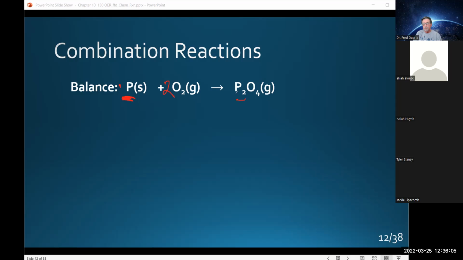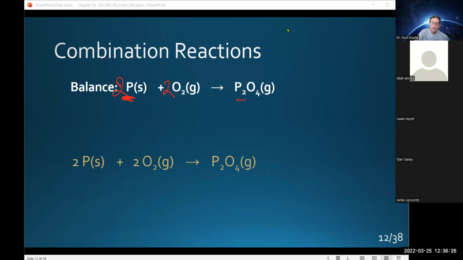Now we got two phosphorus on the right, we need a 2 on the left, and we simply put a 2 there. And now double check, I got 2 phosphorus on the right, 2 on the left, 4 oxygens on the left, 4 on the right. We are balanced. This is a balanced chemical reaction.